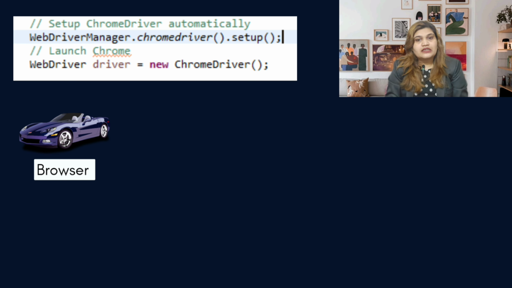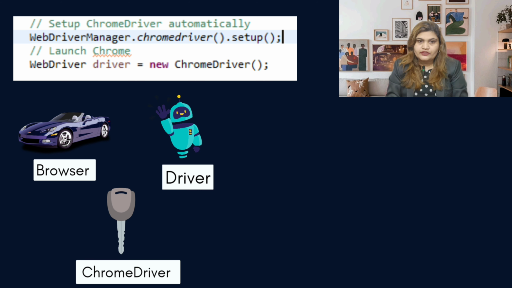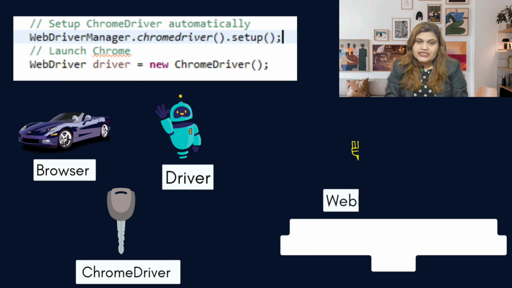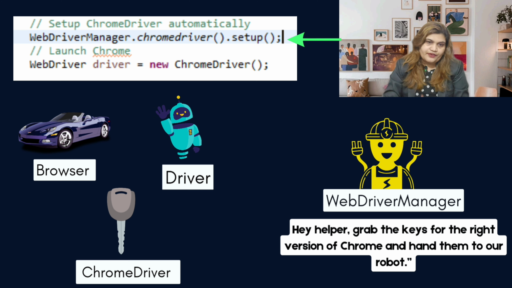Think of your browser as a car and your robot as a driver. The robot needs a key called the ChromeDriver to start the car. This line tells the helper, that is WebDriver Manager, go get the right key that matches the Chrome version on this computer and set it up so our robot can drive. No manual downloads needed. This helper does all the work behind the scenes. Simply put, this line says, hey helper, grab the keys for the right version of Chrome and hand them to our robot.